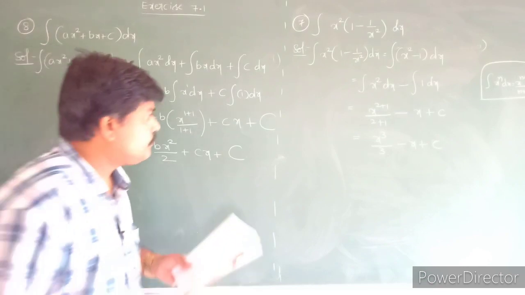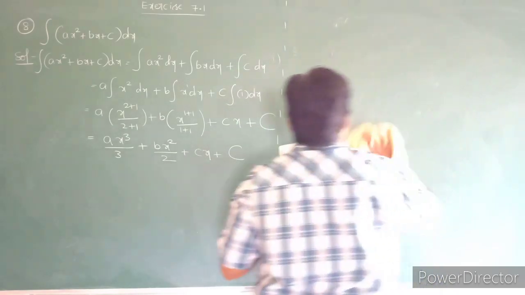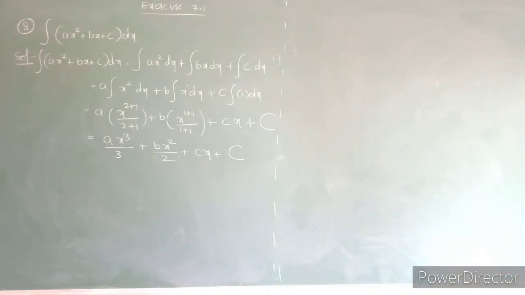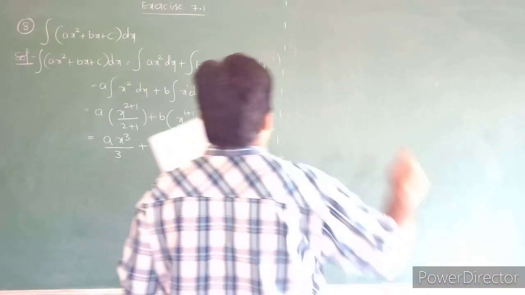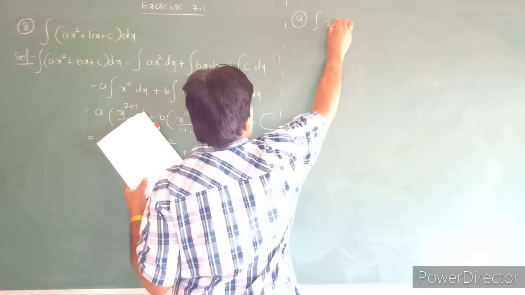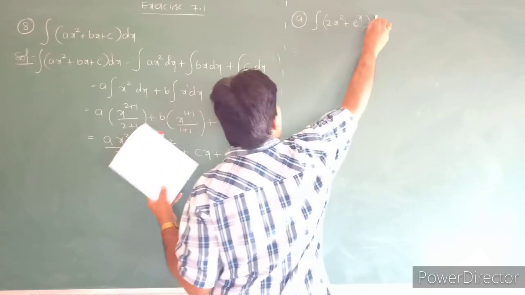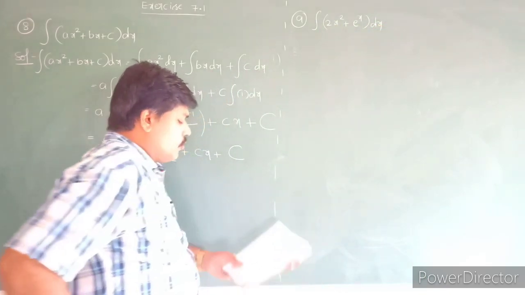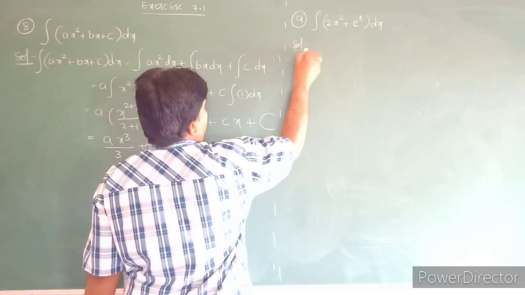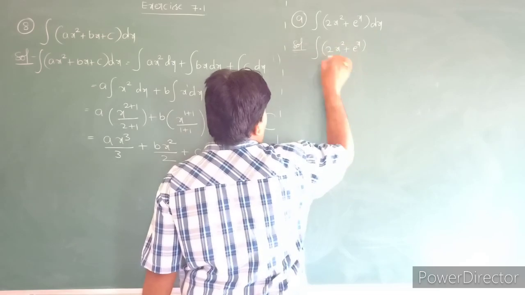See the question number 9. So what is question number 9? Integral of 2x square plus e power x into dx. See the solution here. So what is that? Integral of 2x square plus e power x into dx.